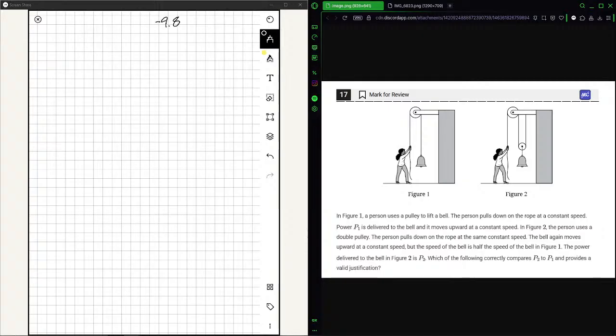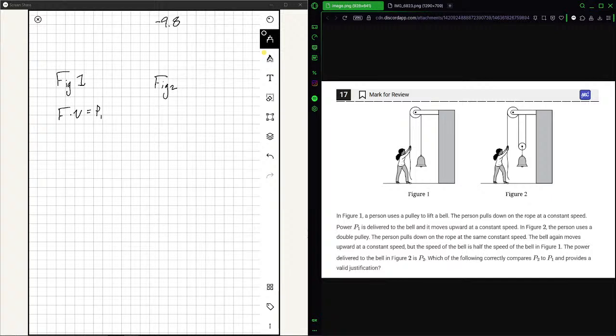Okay, so figure 1. You just have some constant force F times the constant velocity, which is equal to P1.